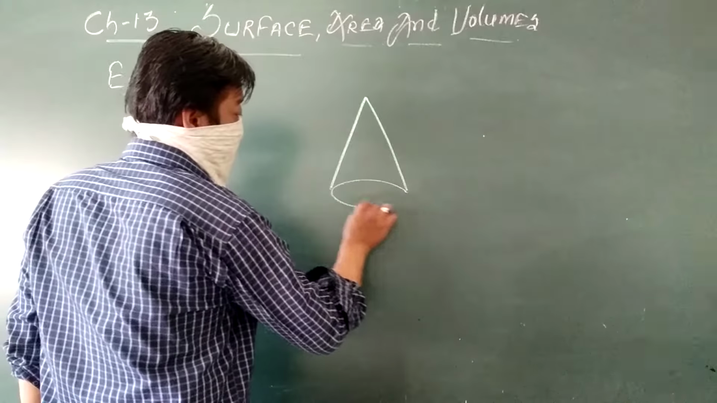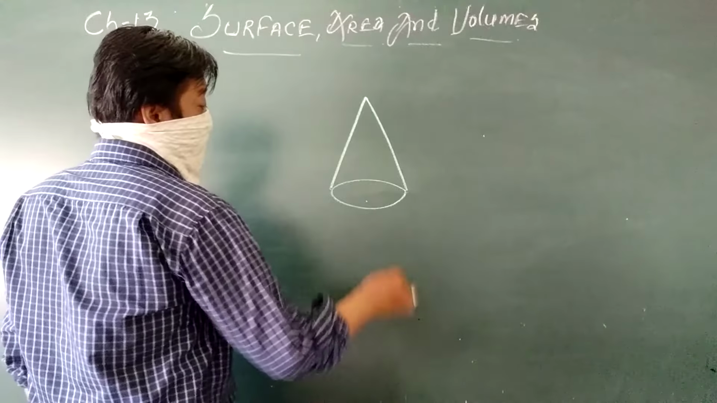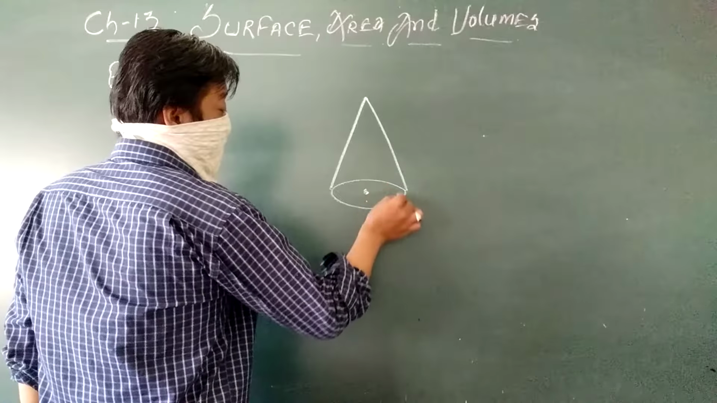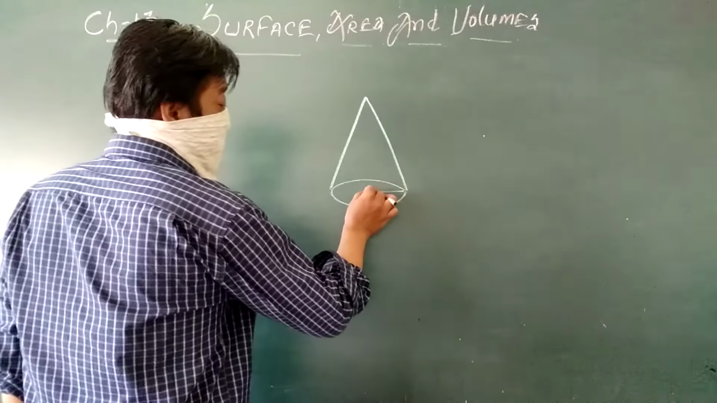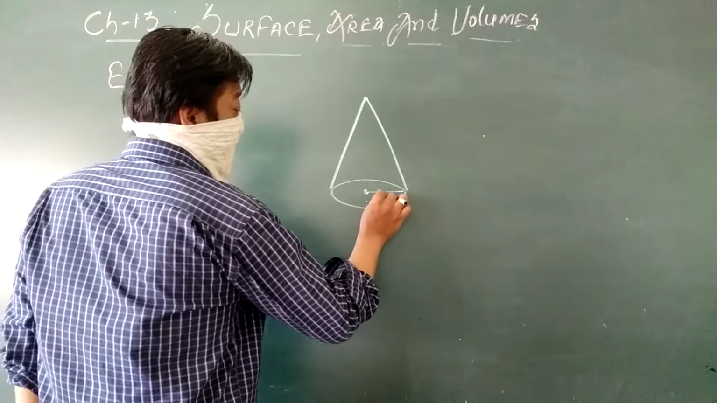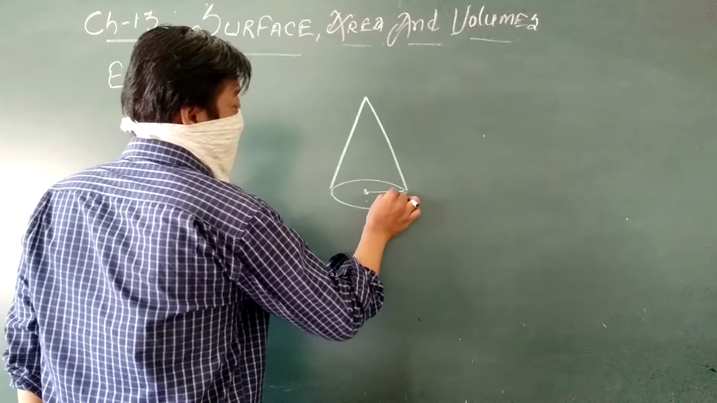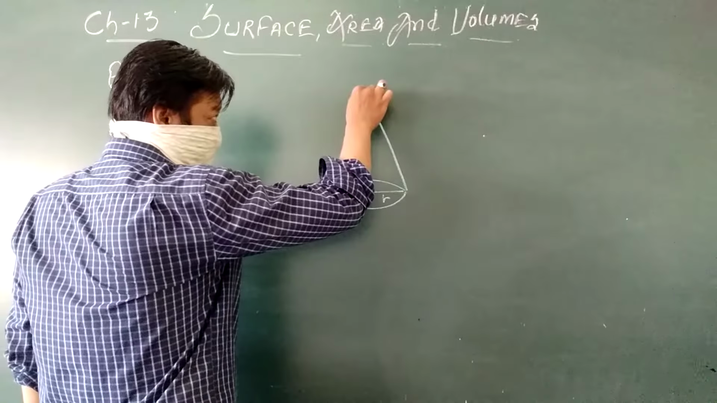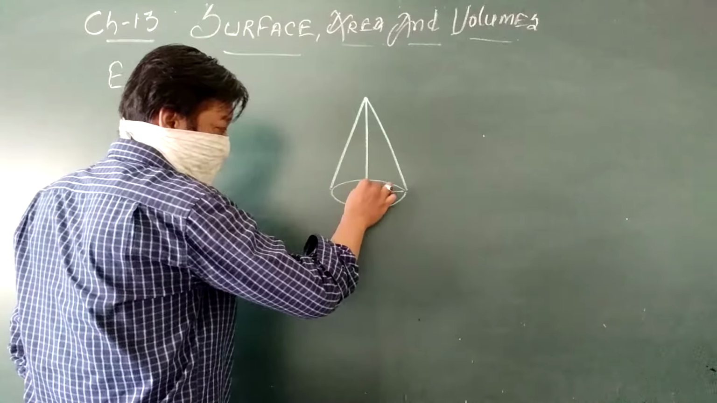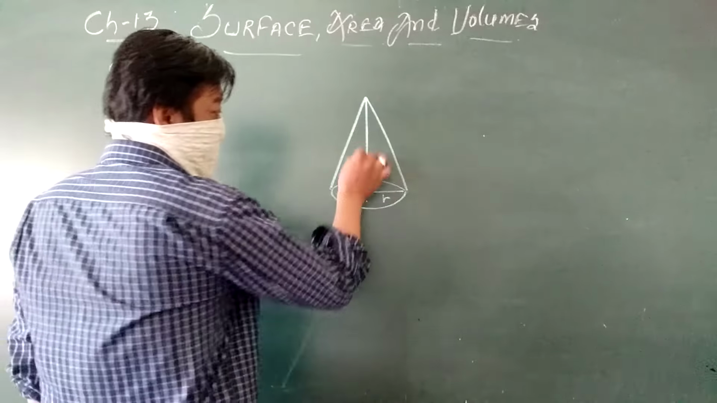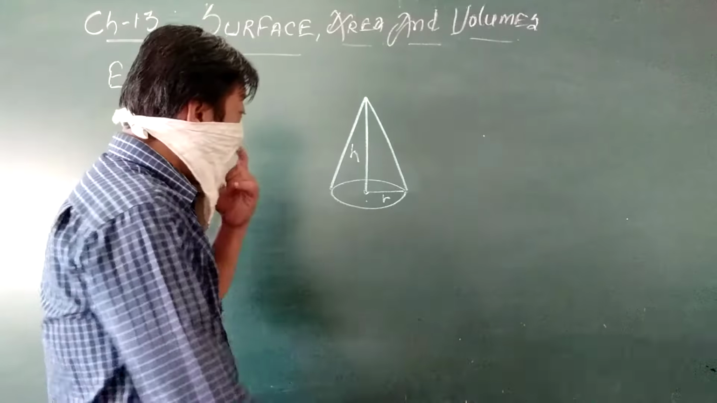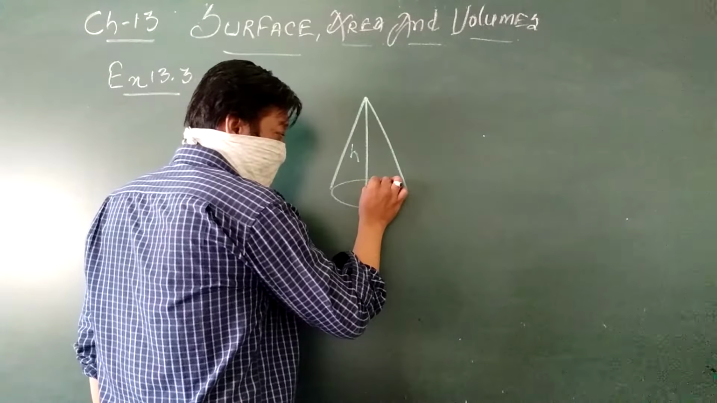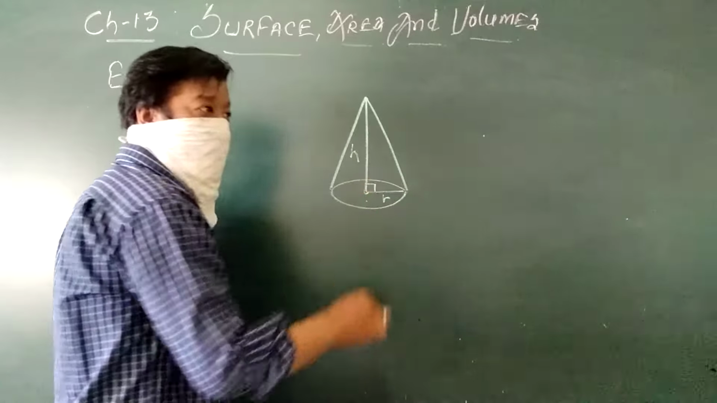having the circular base on the top. The base on top of the cone is a circle, hence this is the radius. The distance from this vertex to the center of the circle is the height. This is the height of the cone. It makes a 90-degree angle. This is known as a right circular cone.